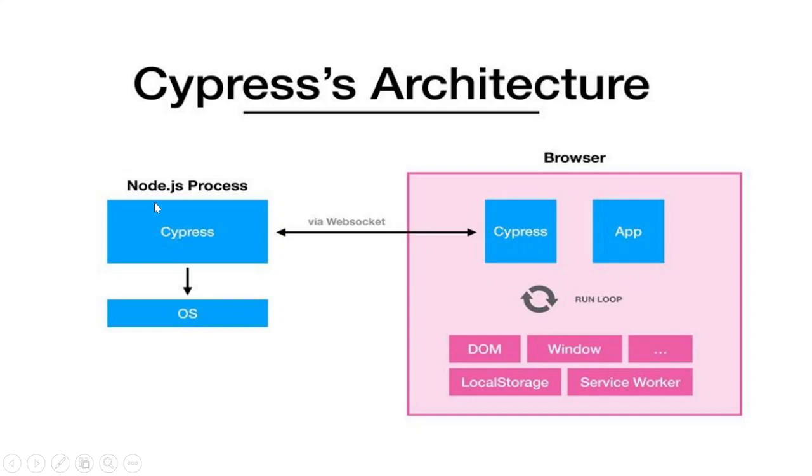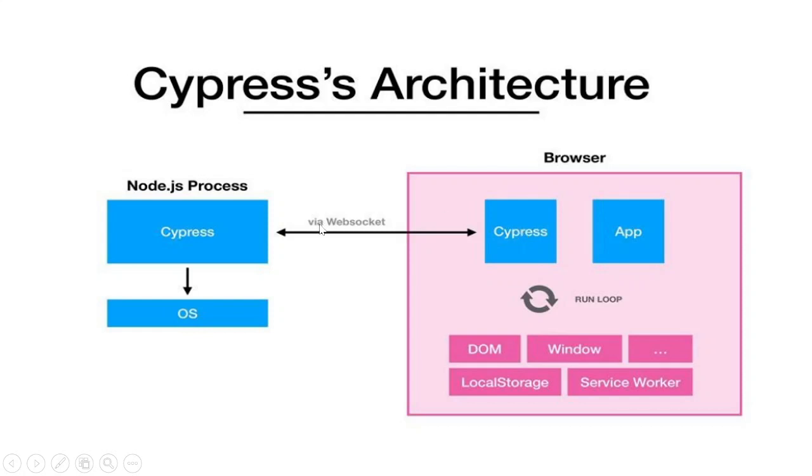So see the architecture of Cypress here. Node.js is a kind of environment which is used for JavaScript-based applications. Whatever scripting you're doing under JavaScript, we use Node.js for that purpose. Also, Cypress is a purely JavaScript-based tool, so we use Node.js for that. In this case, we have Cypress and the browser, and we are running it.